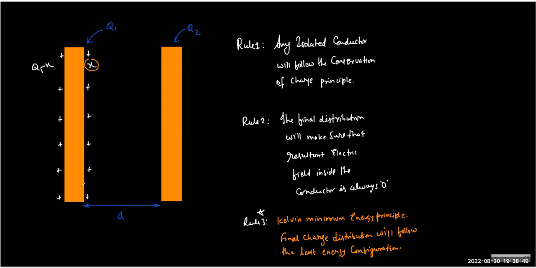But can it continue forever? No, because the metal in front of it will not let it go past. What does it mean? Every line of force which begins at plus X will end at the facing surface. And to end X charge, how much charge do we need on the facing surface? Minus X.